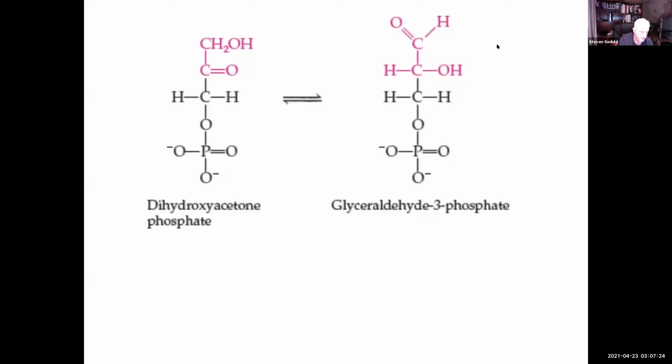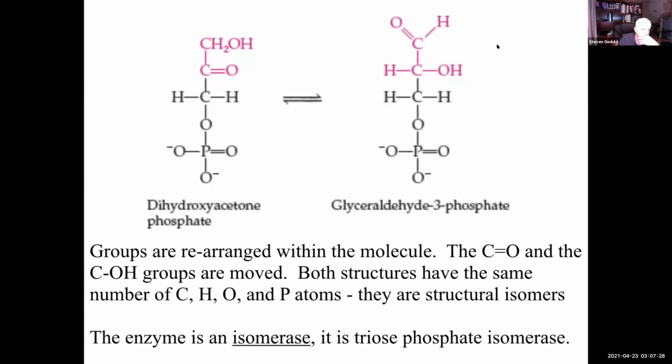And dihydroxyacetone phosphate goes to glyceraldehyde 3-phosphate. Look at the different groups, CH2OH with the carbonyl group, and now it's in a different spot here. So groups are rearranged within this molecule. Your carbonyl group has moved to the outer carbon. Both structures have the same number of carbon, hydrogen, and phosphorus atoms. They are structural isomers.